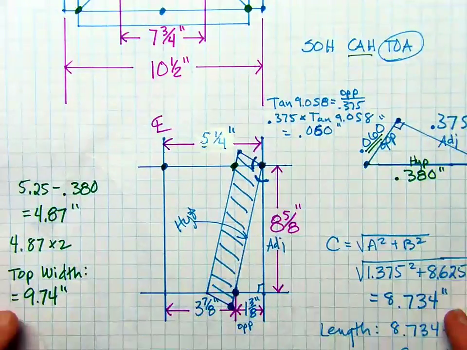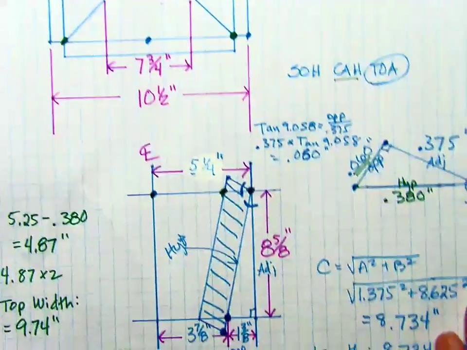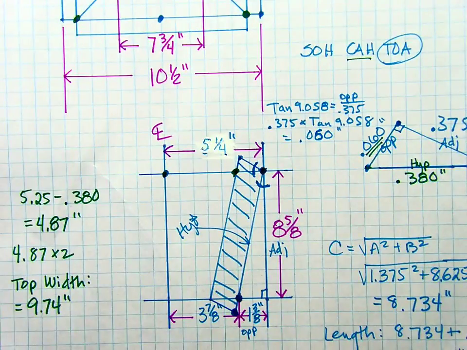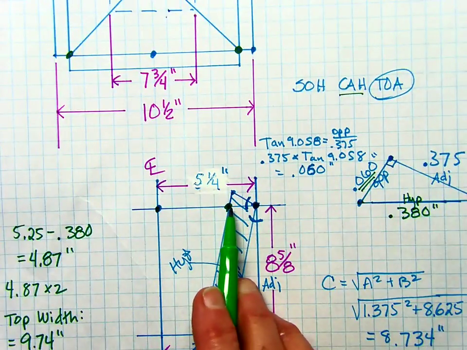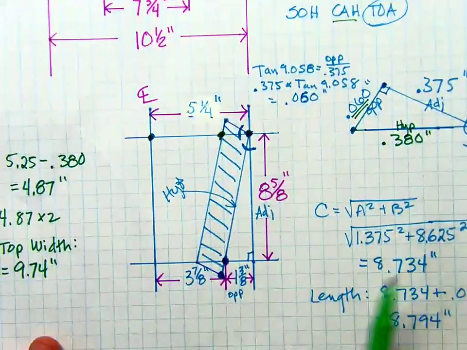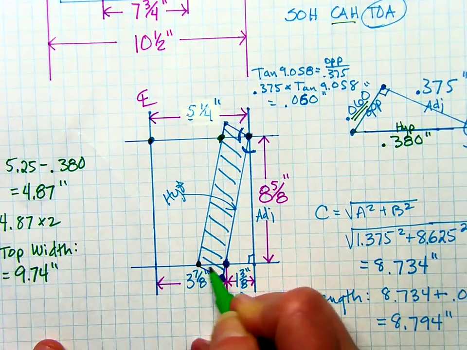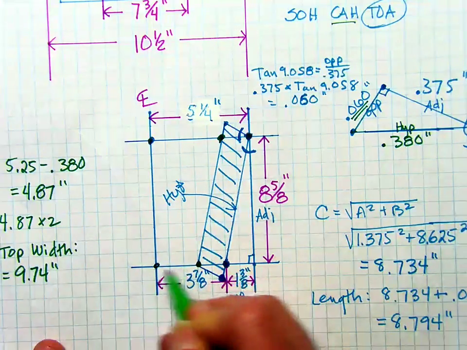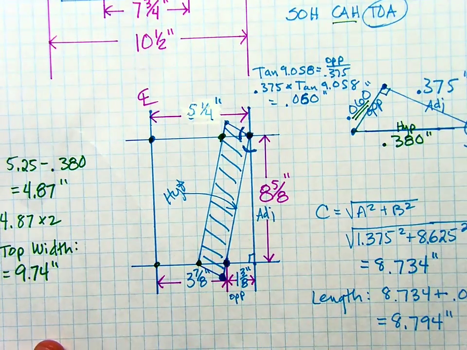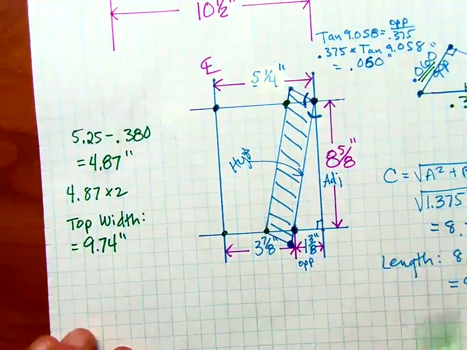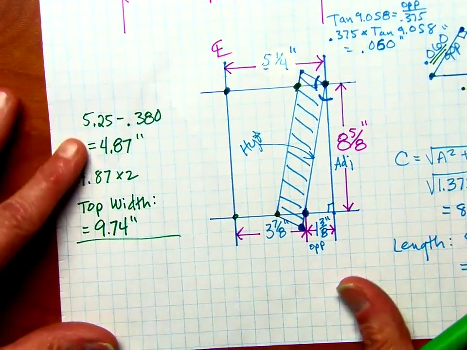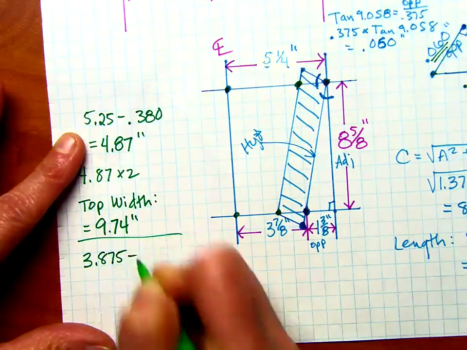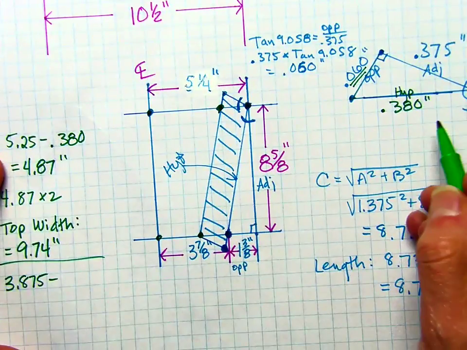Now the nice thing about the bottom width is that we're kind of doing the same thing. We're just using a different overall width. Instead of subtracting the hypotenuse from 5 1/4, we're going to subtract the hypotenuse from 3 7/8. Then that would represent half of the bottom width. And then once we double it, we've got the full bottom width. So I'm going to do another math problem here. And we're going to subtract this amount again.